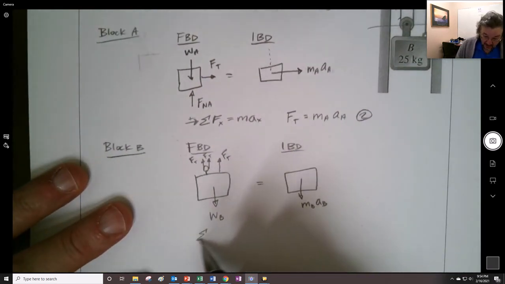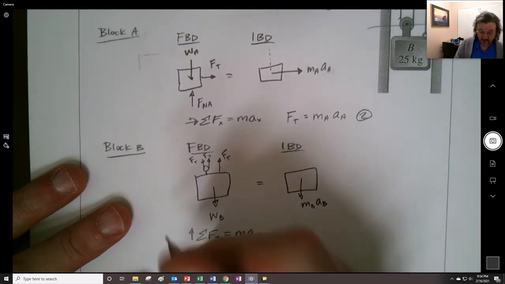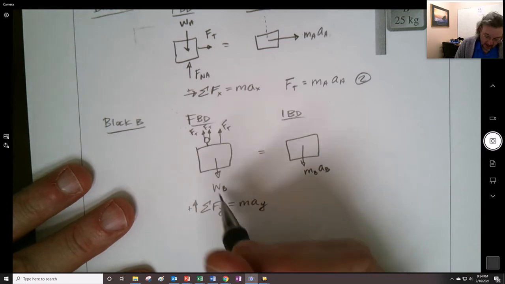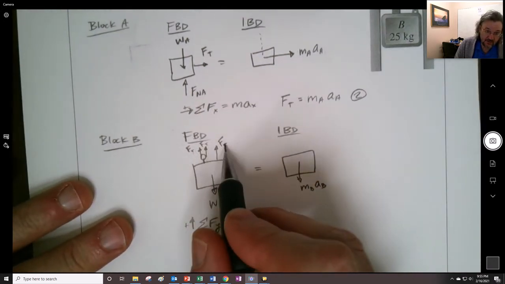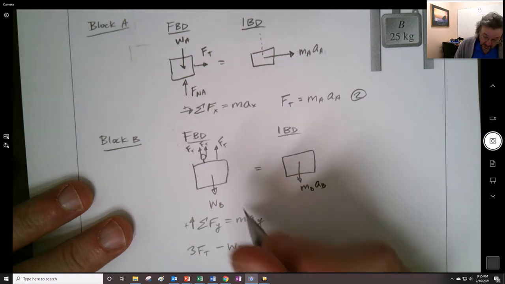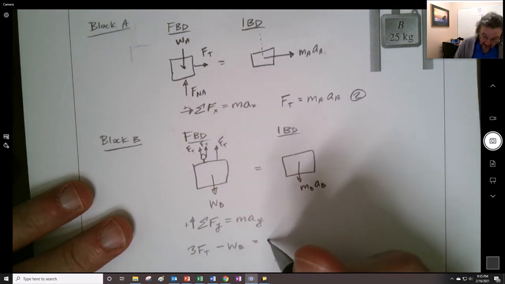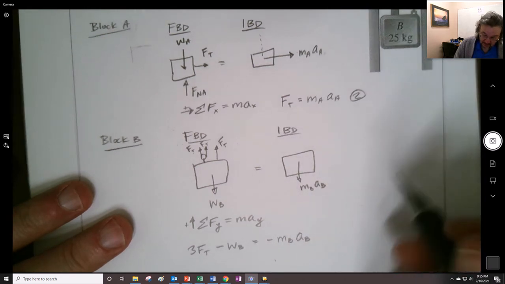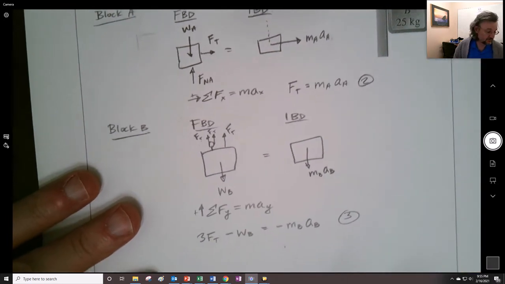So we take the sum of the forces in the y direction equals mass times acceleration in the y direction. We're treating upwards as positive because that's generally how we do it. And we take a look here and we say, oh, there's 3 of these. So 3 times Ft minus Wb, and that's it. Over on the left-hand side, it's going to be equal to a negative mb acceleration of b. And that's going to be equation 3.